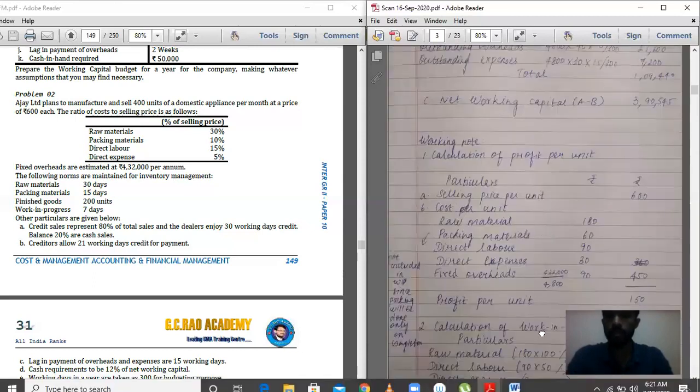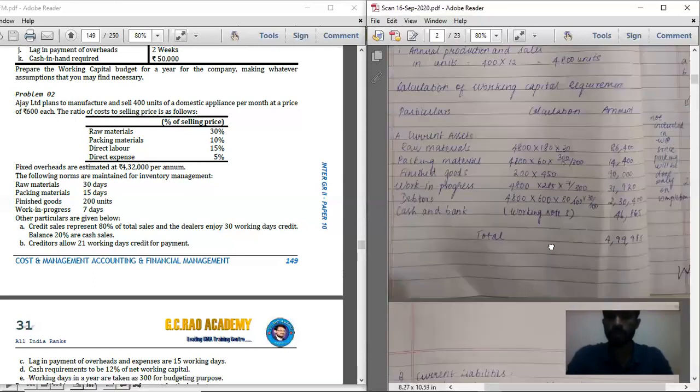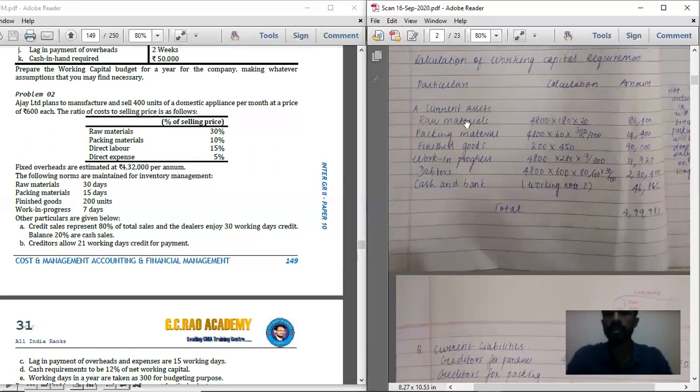Now come to the problem. Below that, current assets, put raw materials. For raw materials in the calculation column, how much is the raw material? Total number of units is 4,800. In the calculation column, put 4,800 into how much is the material cost per unit?